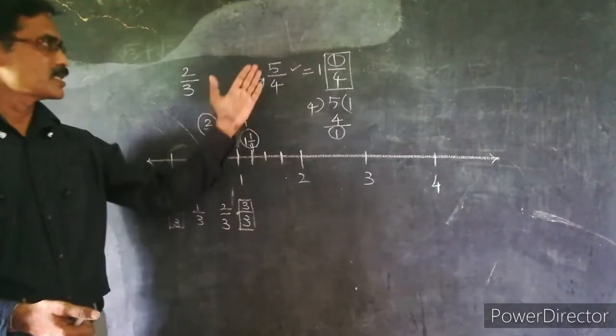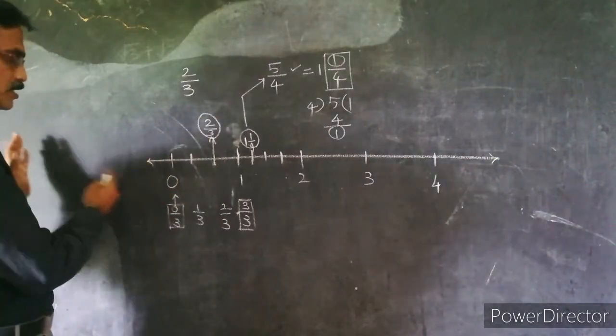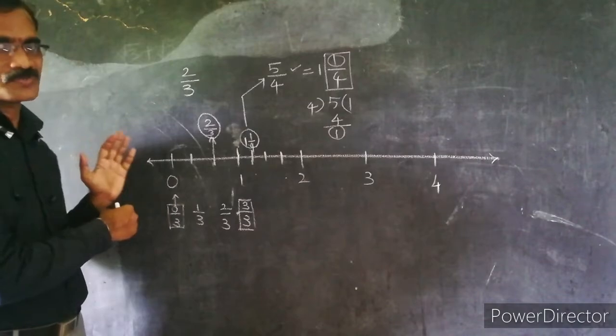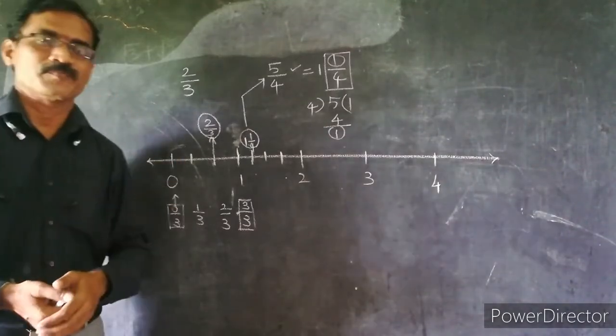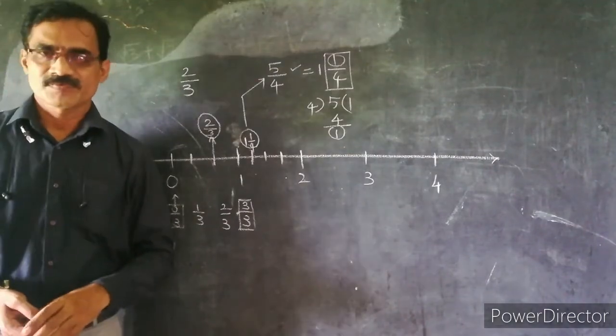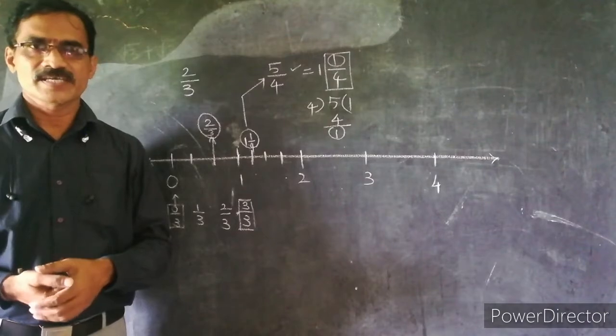If you get negative fractions or negative rational numbers, you follow the same process, but negative numbers you have to take on the left side of 0. The process is the same. In this way you have to complete the problems given in the exercise.